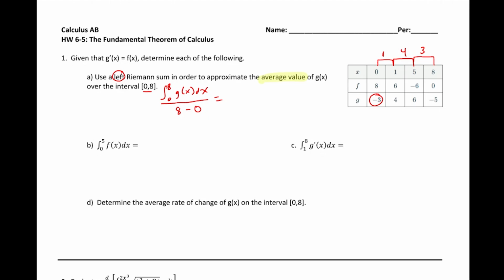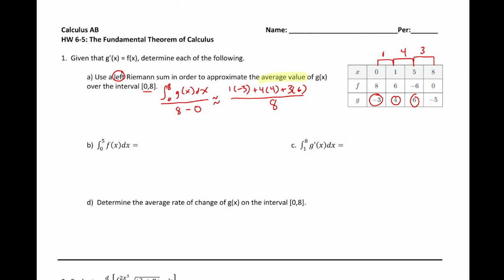So that first rectangle, we're going to have 1 times -3. The second rectangle will be 4 times 4. And the third one will be 3 times 6. So this will not equal, let's fix that, approximately equal to 1 times -3 plus 4 times 4 plus 3 times 6. That's going to be the approximation for the area underneath that curve between 0 and 8, divided by 8.